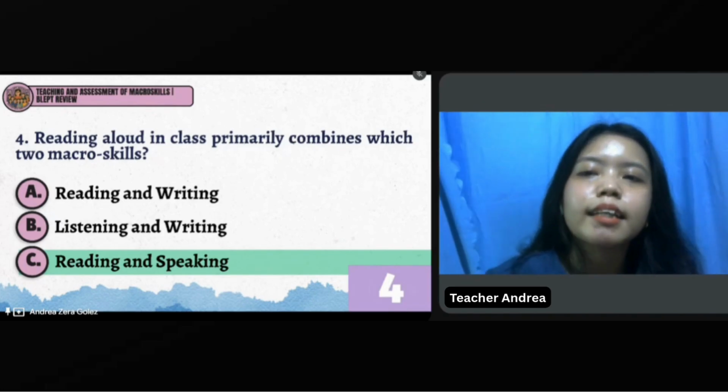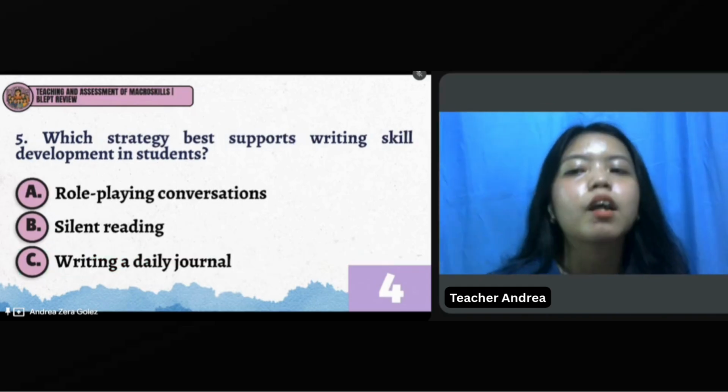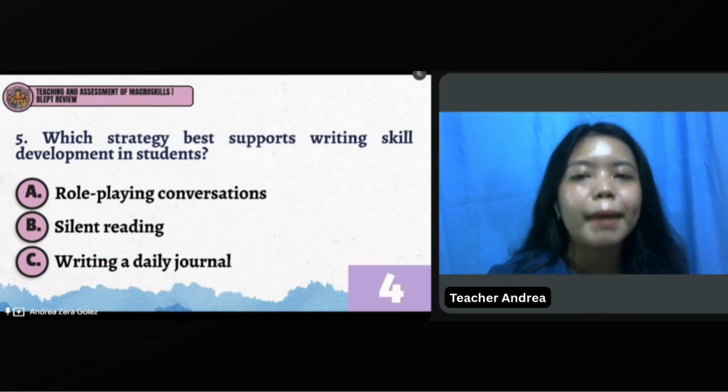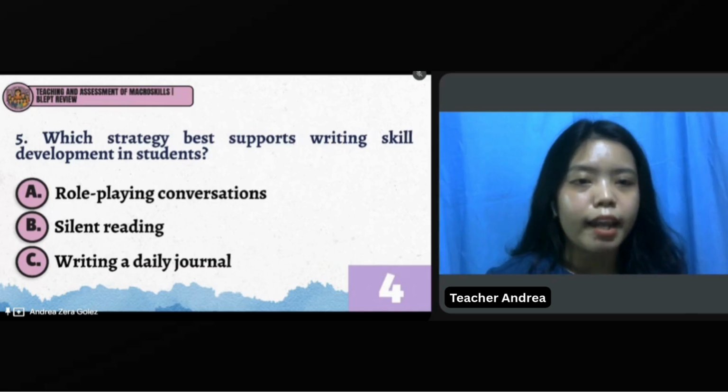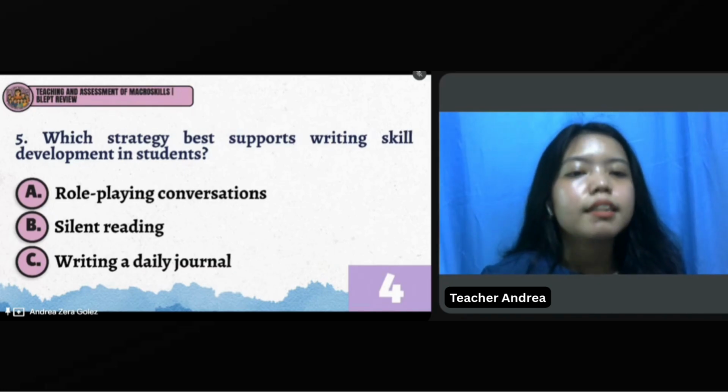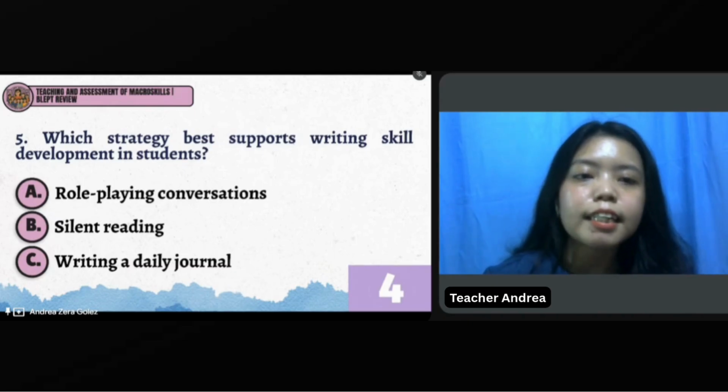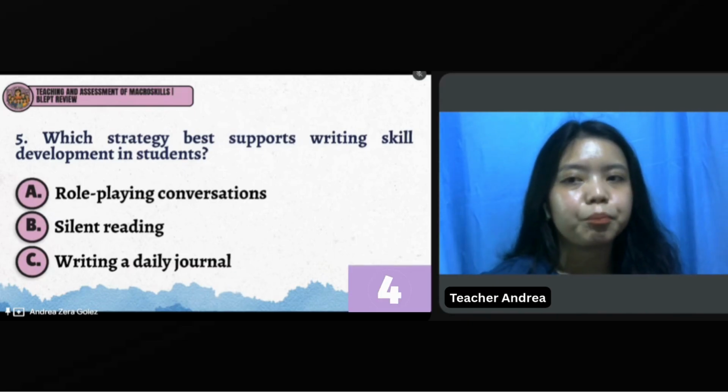Alright, let's proceed to the fifth one. Which strategy best supports writing skill development in students? Letter A, role-playing conversations. Letter B, silent reading. Or letter C, writing a daily journal.